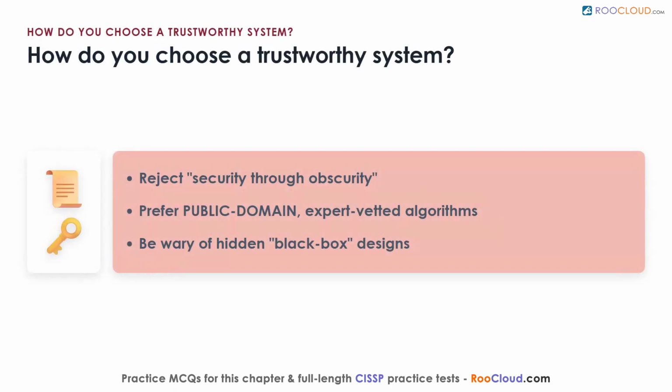So how do you choose a trustworthy encryption system? Choose your algorithm wisely and reject security through obscurity. Prefer a public domain algorithm that has been openly published and stress tested by experts across the industry. Be suspicious of any vendor who hides their algorithm and claims the secrecy of the design is what keeps it safe. Real strength comes from an algorithm that has survived public scrutiny, not from a black box nobody is allowed to inspect. If it only works because no one can see it, it does not really work.